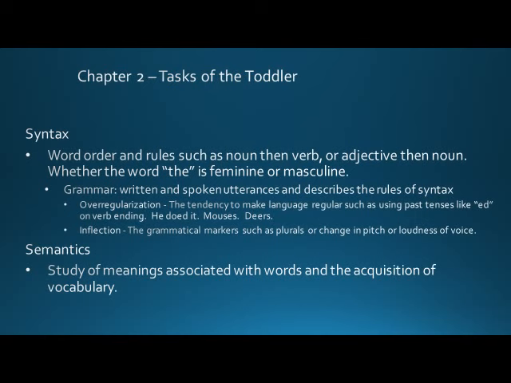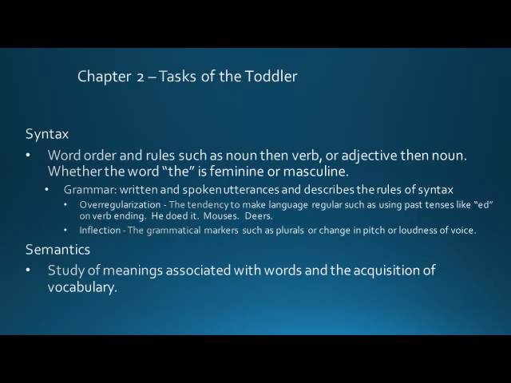And then grammar, of course, is different than that. These are our written and spoken utterances, and these describe our rules of syntax. Some grammar errors that we often hear with toddlers, we see overregularization. So we'll have the tendency to regularize rules. That's why we call it overregularization. So we'll use past tenses like ed on a verb ending. So he doed it, or we'll say mouses or deers, because we just have cracked the code, so to speak. We figured out, well, that's how you make something more than one. You put an S on the end, or you put an ED on the end to mean that it already happened, and so we tend to overregularize.